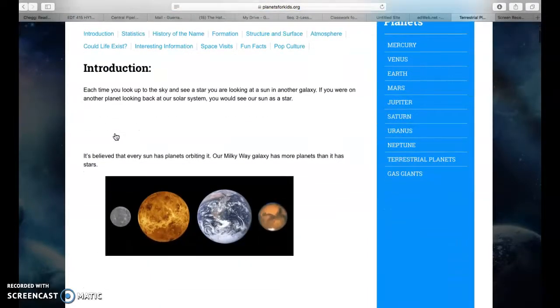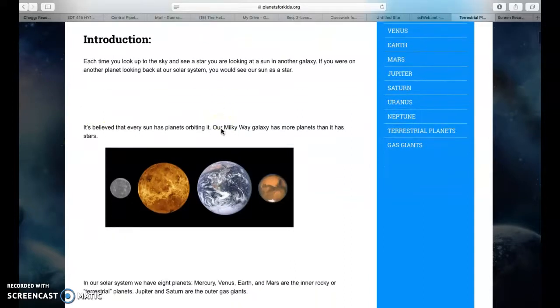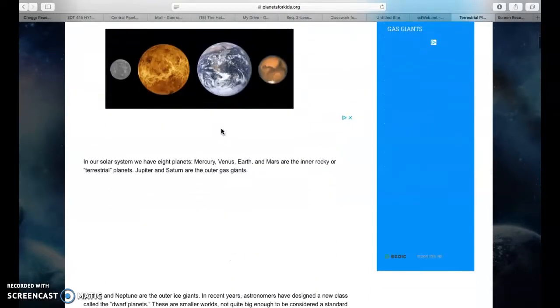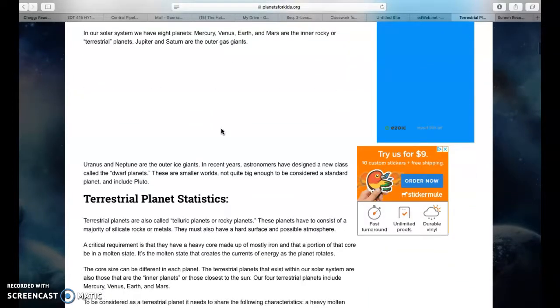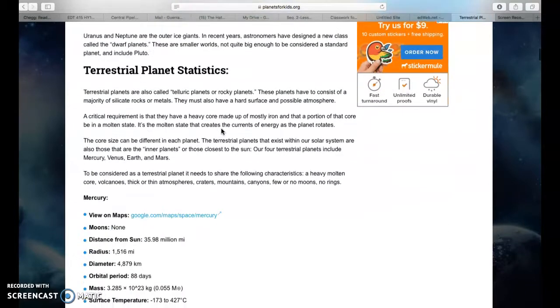It'll give me an introduction, and it will give me the statistics regarding these planets. I should mention that terrestrial planets are Earth-like planets, and the terrestrial planets we find in our solar system are Mercury, Venus, Earth, and Mars.